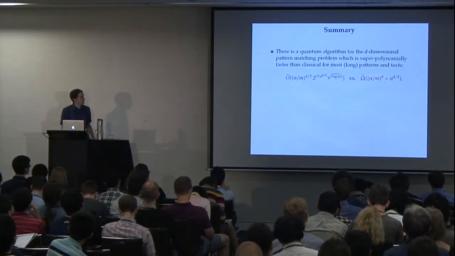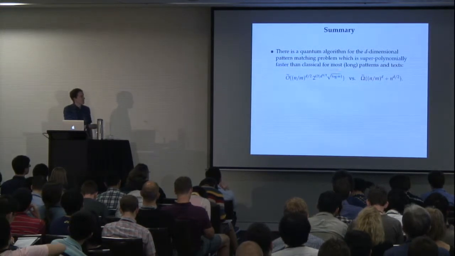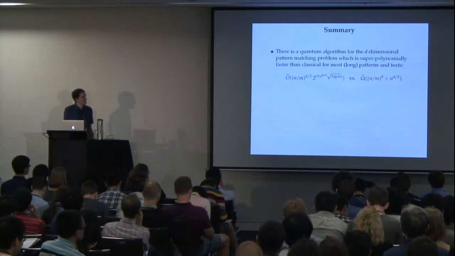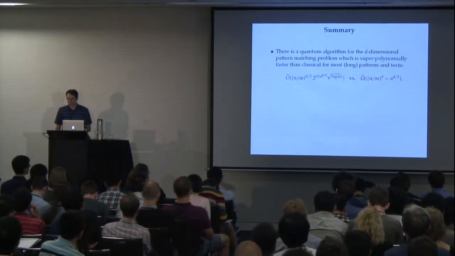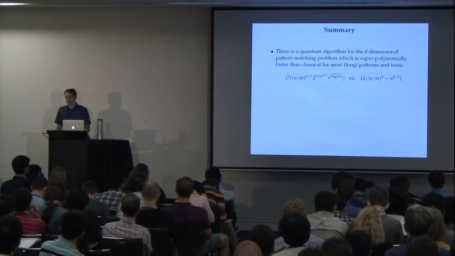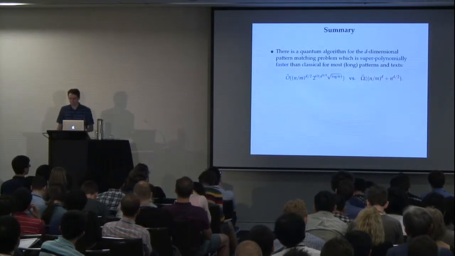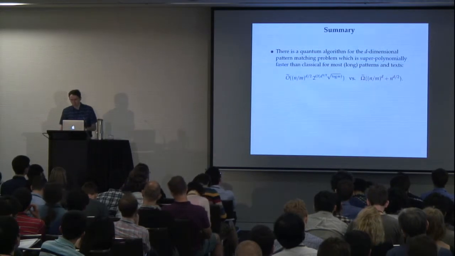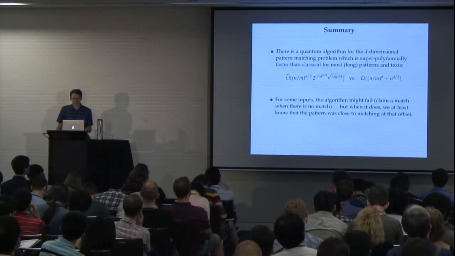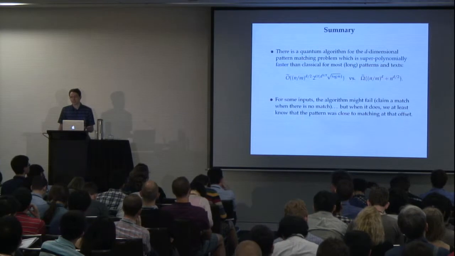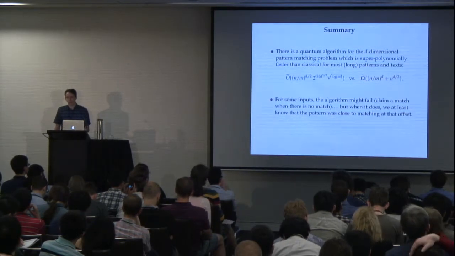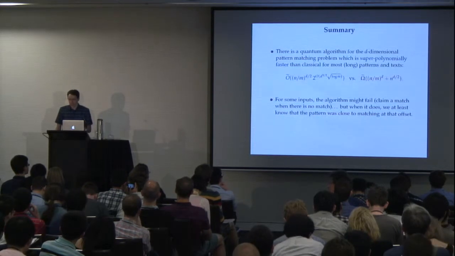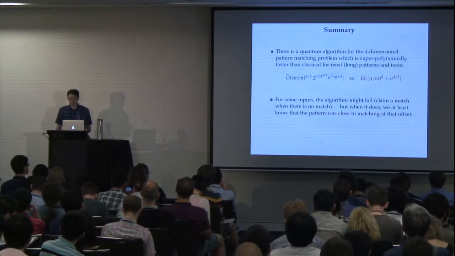Okay, so just to summarize what I said, there's a quantum algorithm for this d-dimensional pattern matching problem, which is super polynomially faster than classical for most patterns and texts, assuming that the pattern is quite long, which is when you get this super polynomial separation. As I said, a downside of this algorithm is that for some inputs, which are very unlikely inputs, the algorithm might always fail, or it might always be very likely to fail.